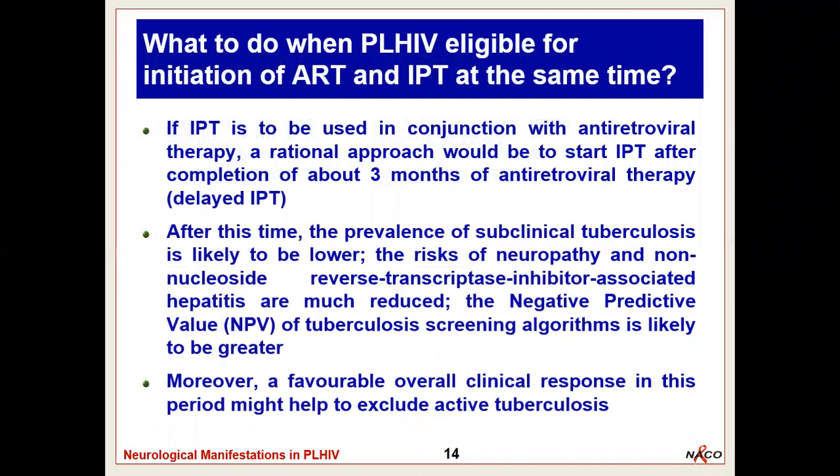We're talking about the Indian scenario now, where TB is so common that if IPT is to be used, a rational approach is to start IPT after completion of about 3 months. This is called delayed IPT. This is an Indian specific thing, and probably makes more sense because of the chances of IRIS or subclinical tuberculosis, and the risk of neuropathy or other interactions. So for the overall clinical response, I think it's important to follow this.